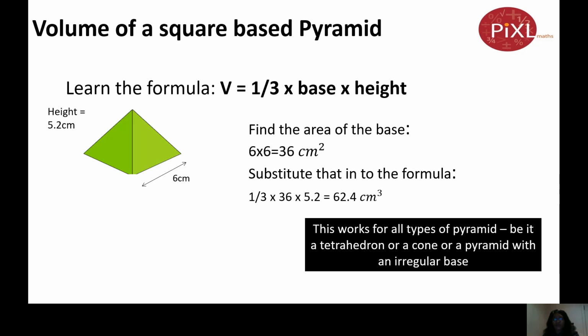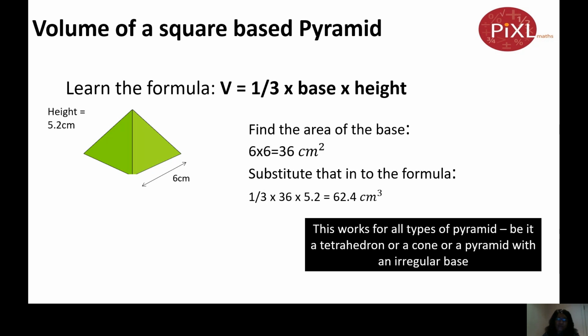Okay, let's look at the square-based pyramid. Again, remember the formula is 1/3 of the base area times the height. So in this case, you can see that for the base area, we're looking for the area of the square, which is 6 by 6. 6 times 6 is 36 centimeters squared. Always remember to put the unit after any answer.